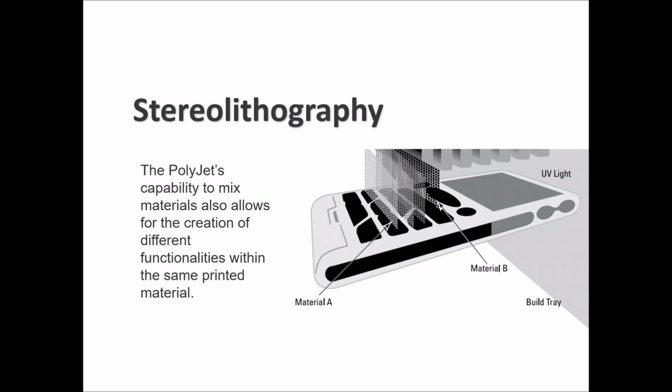On the right, you have the source of ultraviolet light. Then you have the build tray. You have material A and material B. They are being sprayed, and the ultraviolet light passes to solidify that material on the go. So the mix of material happens in the air, on the go, to allow for the creation of different functionalities within the same printed material. Basically, the material moves from liquid spray into a solid material that is related to the design that needs to be produced.